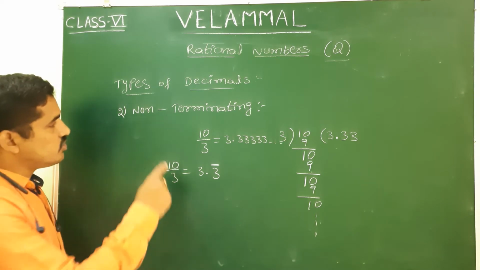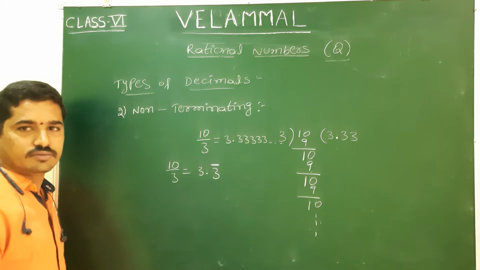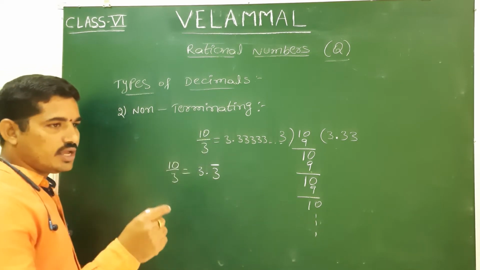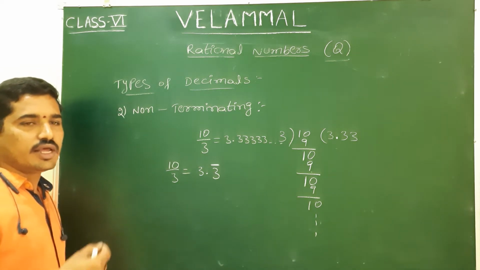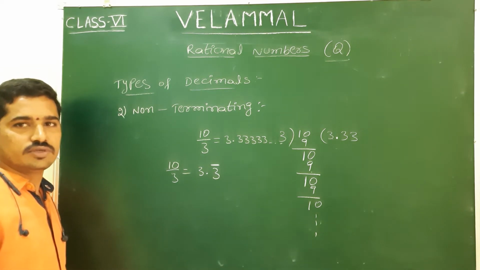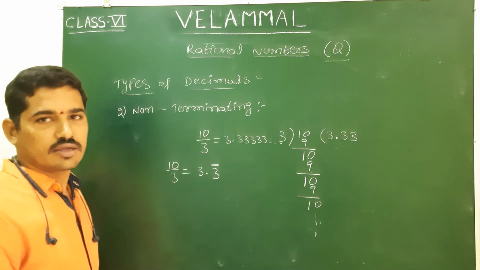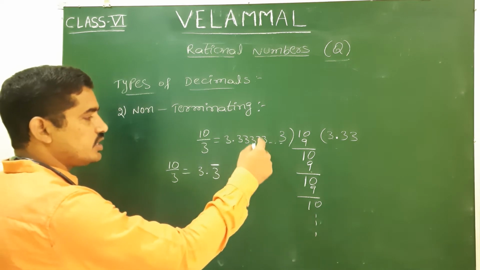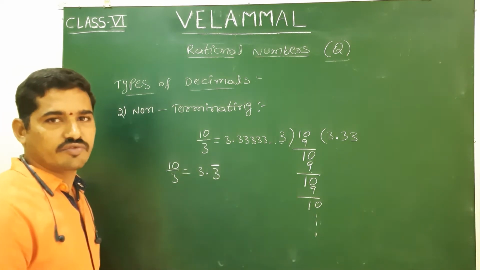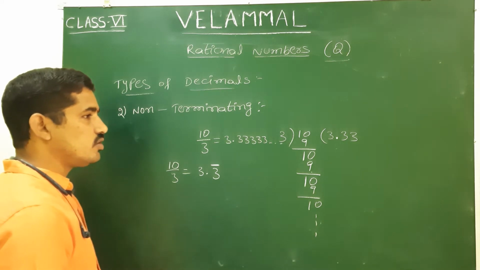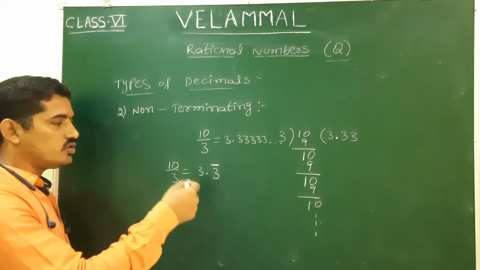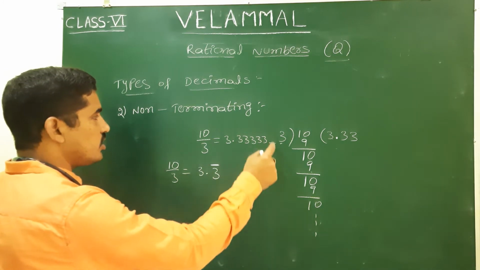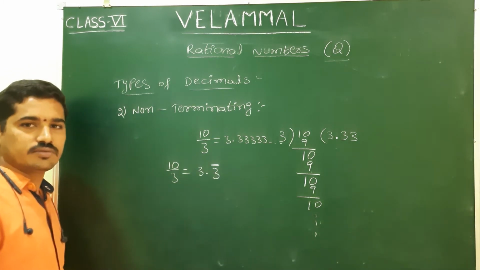Non-terminating decimal is nothing but, after the decimal there will be repeated digits. Repeated is nothing but recurring. So after the decimal, there will be numbers that repeat infinitely, not a countable repeat. Infinite repeats are there. So these are called recurring decimals.